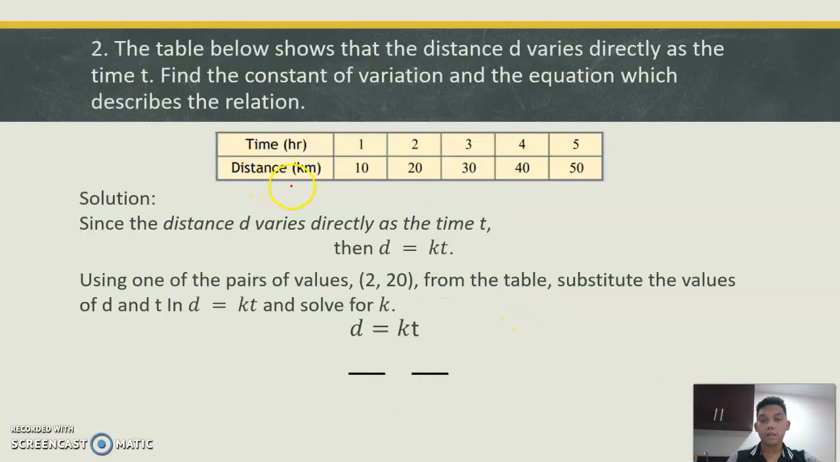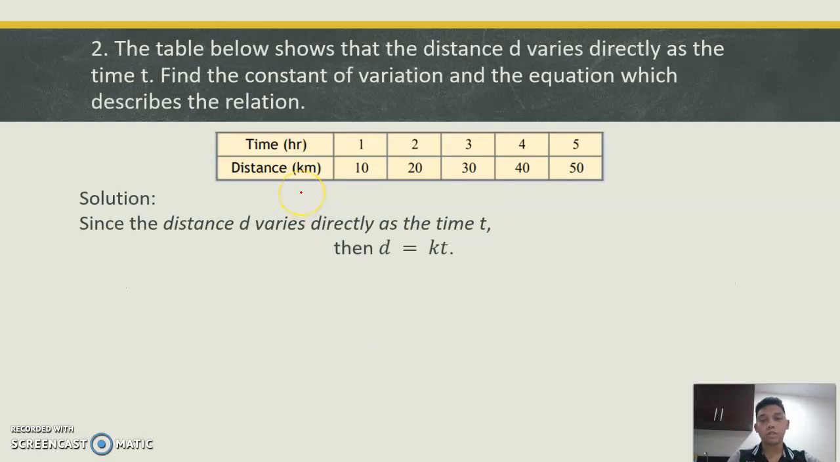This is a table of values. If given a table of values, you can choose which pair you want to use, depending on what is more convenient, as long as you see that the table represents a direct variation. I've already discussed when we can say that a table of values describes a direct variation, so you can watch that video on the same channel.